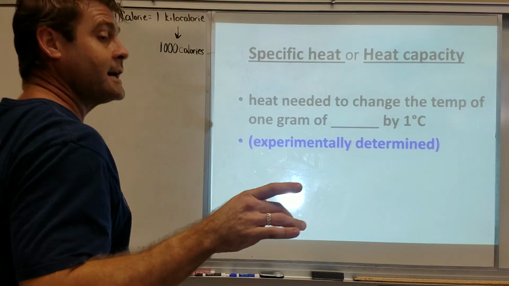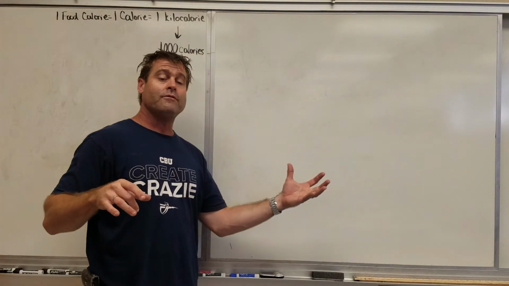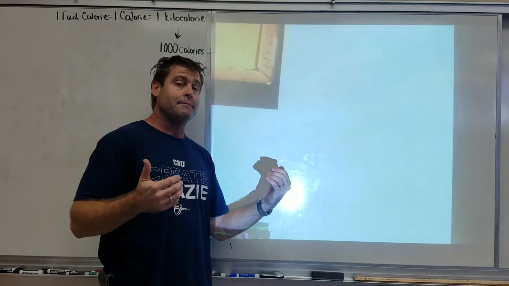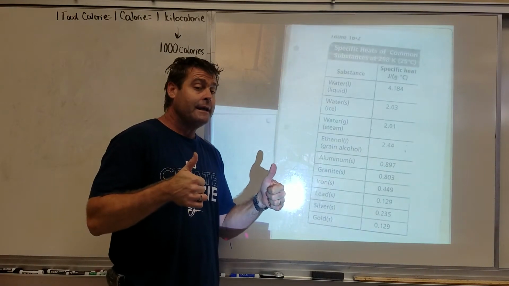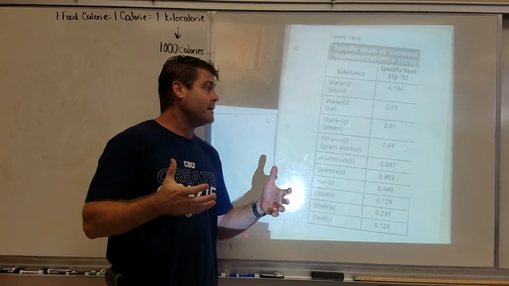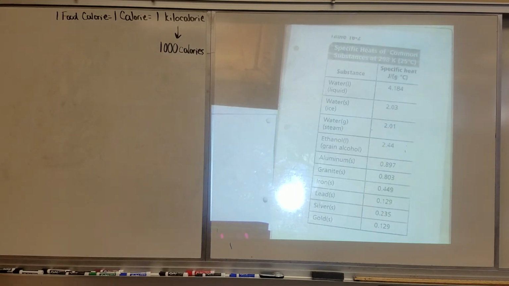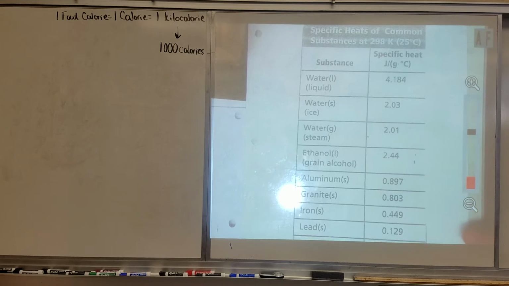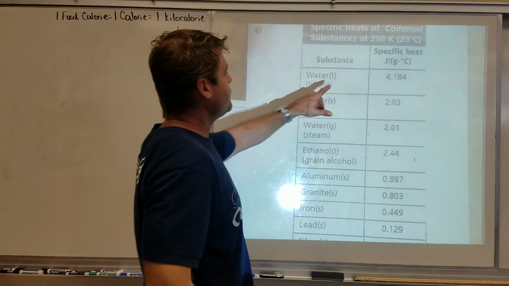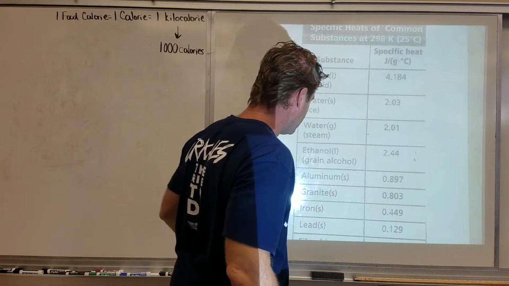You guys remember we were comparing the aluminum foil with the iron pan. Both absorbed the same amount of heat, but they rose in temperature at a different rate, simply because of the matter they were composed of. So, for example, you will see the specific heat of water. It says it's 4.184 joules per gram degree Celsius.